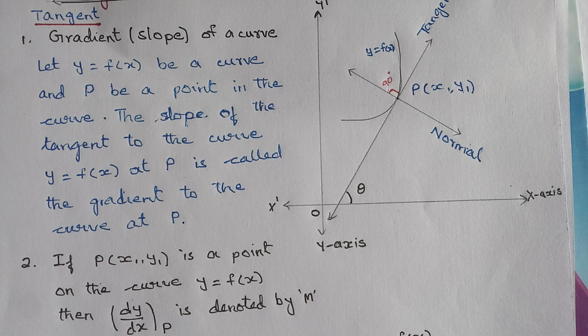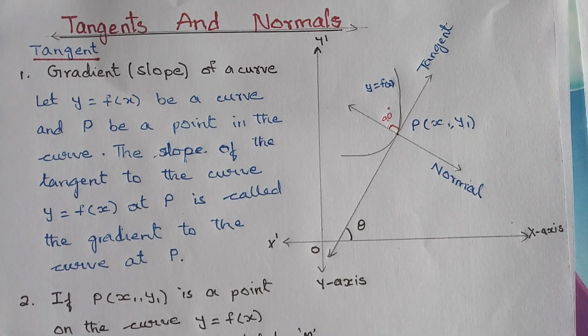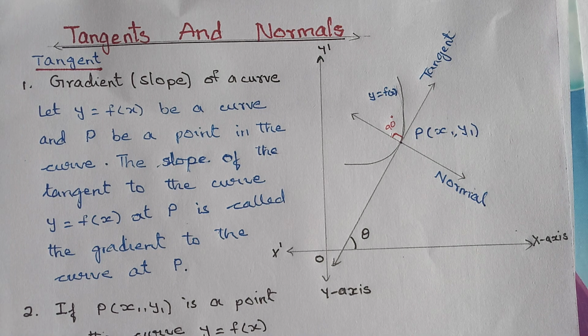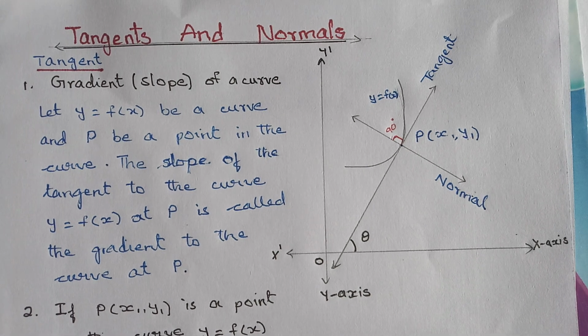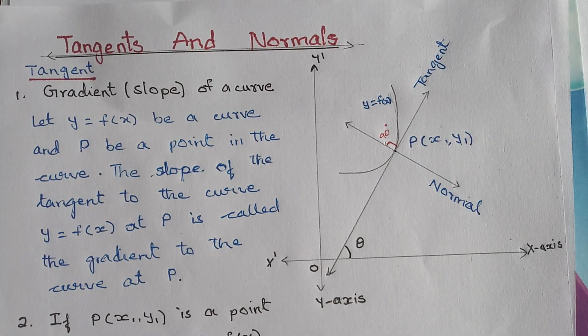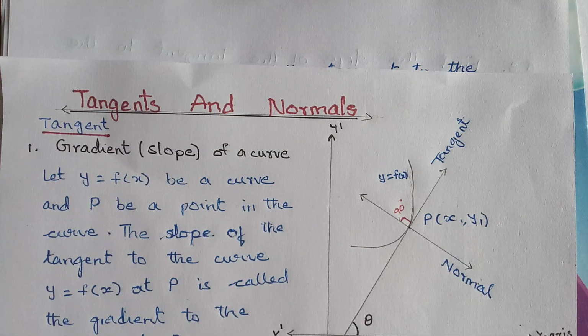In exercise 6.3, the first 6 or 7 problems only require finding the slope of the tangent and the slope of the normal. For those problems these points are important. So now we'll go to the problems of 6.3.